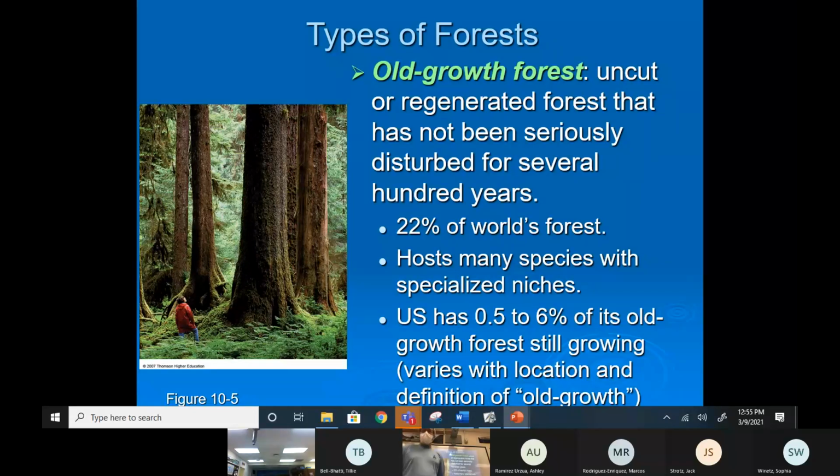Now, it turns out that logging the old growth forest is often the most profitable way to go because the trees are so big, you get more lumber for less work. So logging companies often would prefer to cut down old growth forest. But look how much we have left. 1/2 to 6% of it left, still growing.